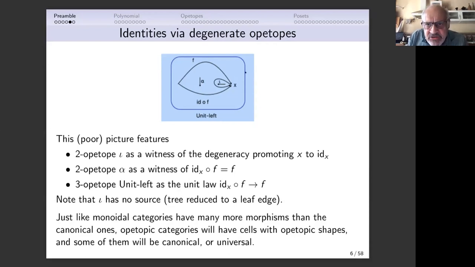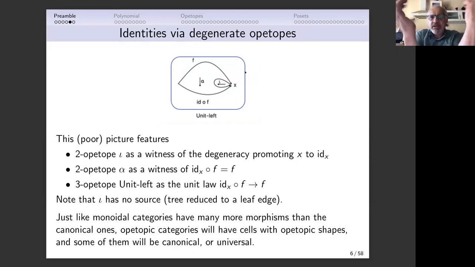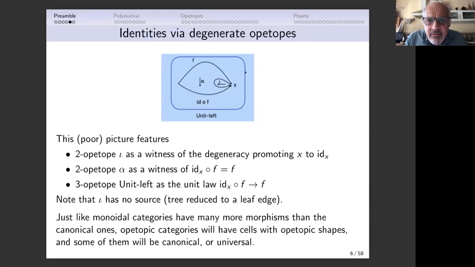And then what does this picture feature? It features the unit law on the left, because what you can read here from this picture is that alpha here is a witness for the composition of S followed by the identity, okay? And this is id composed with S. And the target of this picture, what you see behind, is only S. So really unit left is a witness of the three cell unit left, which is represented by this diagram, and shows a witness of the identity law id composed with F is equal to F.